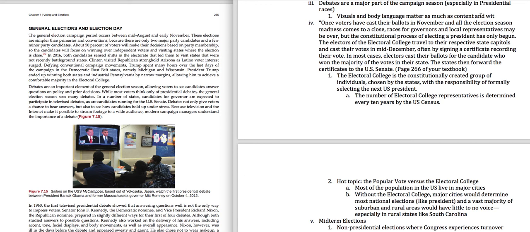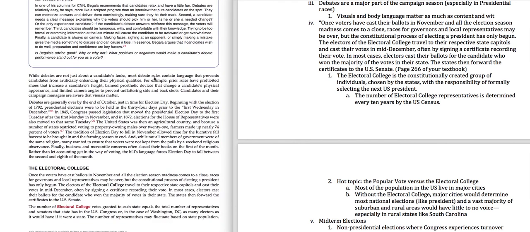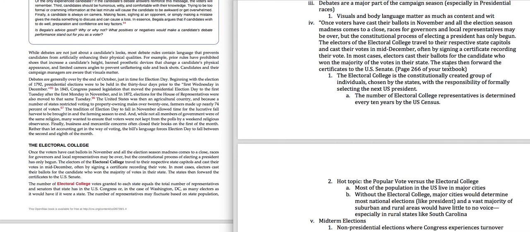So now, let me read about the Electoral College. This is from page 266 of your reading, just so I can prove it. Look here, boom. Electoral College, booyah. Once voters have cast their ballots in November, all the election season madness comes to a close. Races for governors and local representatives may be over, but the constitutional process of electing a president has only begun. The electors of the Electoral College travel to the respective state capitals and cast their votes in mid-December, often by signing a certificate recording their vote.